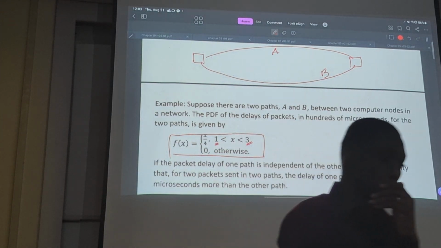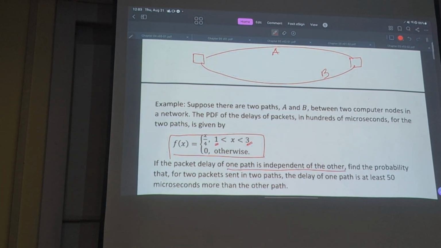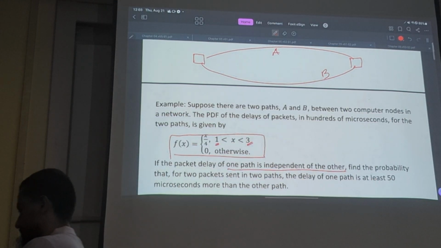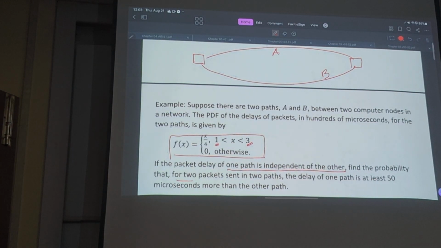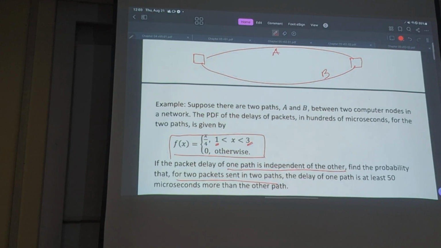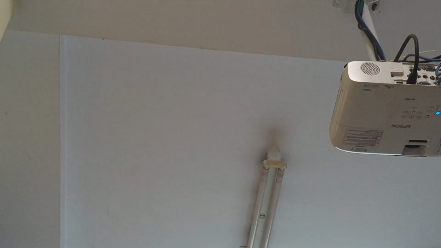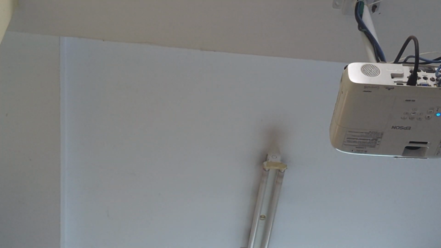Now, the packet delay of one path is independent of the other; the delay of one path does not depend on the other. Find the probability that for two packets sent on the two paths, the delay of one path is at least 50 microseconds more than the other. That is, the probability that the delay in one path will be more than the delay of the other. Can you do that? Do it.